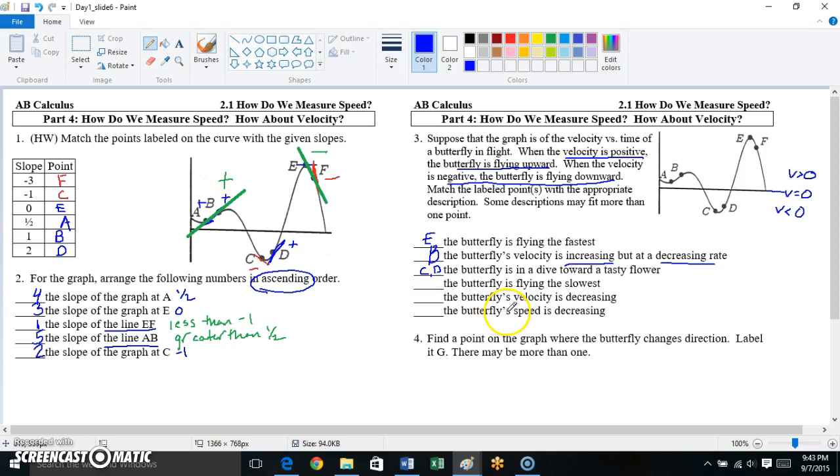When is the butterfly flying the slowest? So we want a point that's closest to the x-axis because that would be the smallest velocity. And it looks like A is the point that's closest to the x-axis. All right, the butterfly's velocity is decreasing. Okay, so that means we want the curve to be going down. So that could happen at C or at F. We're looking for a negative slope.